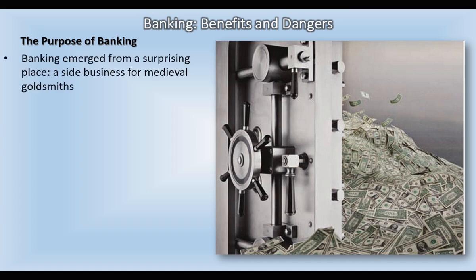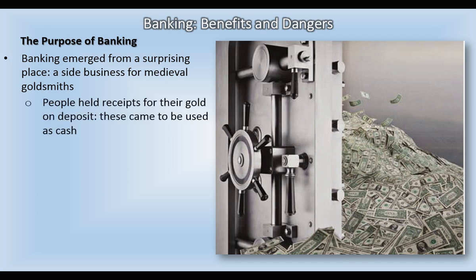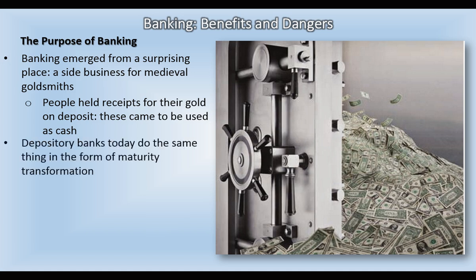So let's talk about the general purpose of banking. Banking emerged from a surprising place, a side business for medieval goldsmiths. They had a bunch of gold. They realized, oh, not everybody's taking their gold out all at the same time. We can lend some of this out because people aren't going to be asking for it all at once. So people held receipts for their gold on deposit, and these came to be used as cash, those receipts of the gold they had deposited at the goldsmiths.